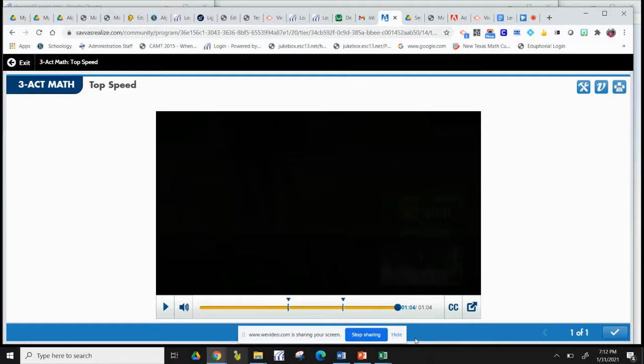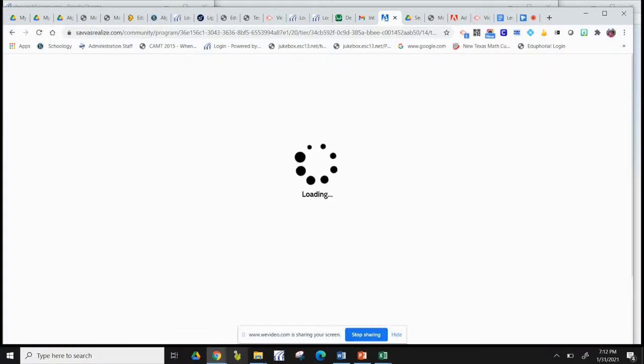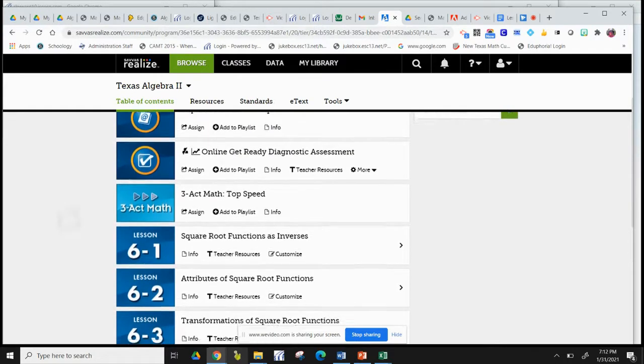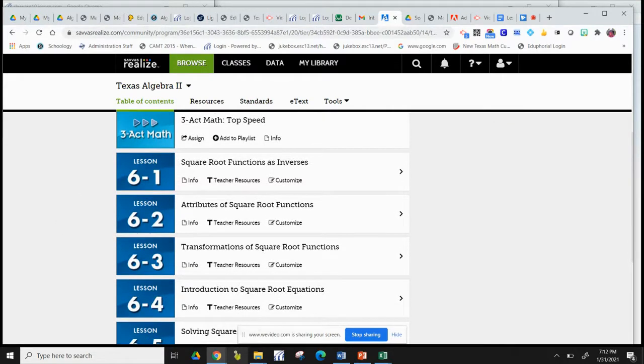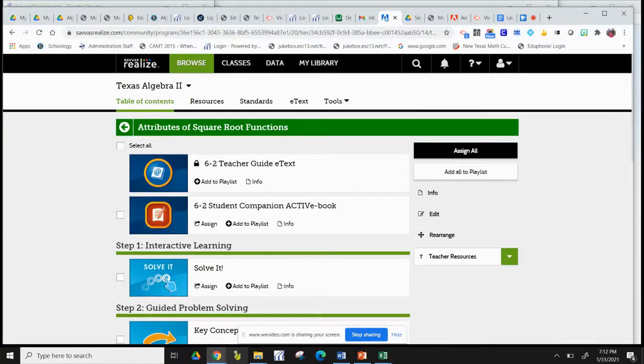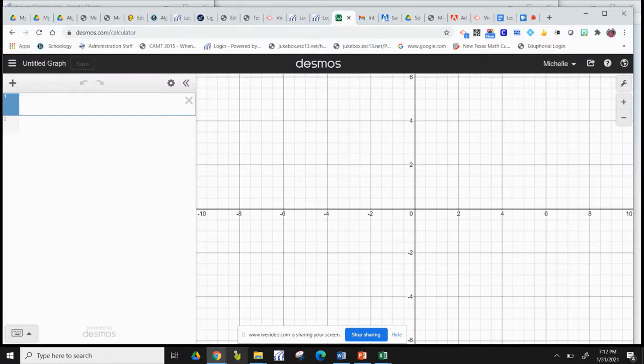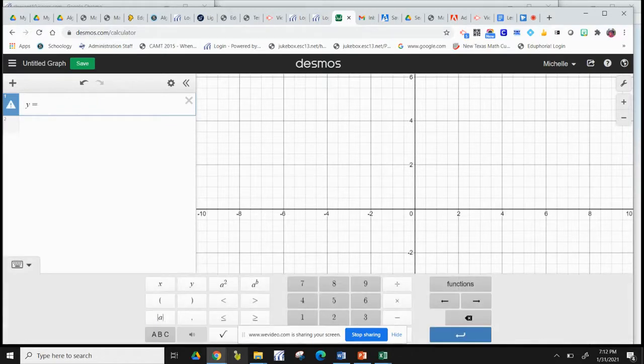Square root functions. Okay. Let's go here. Today we start a square root function. Let me show you on Desmos. So our parent function for this is y equals the square root of x. This is our parent function.